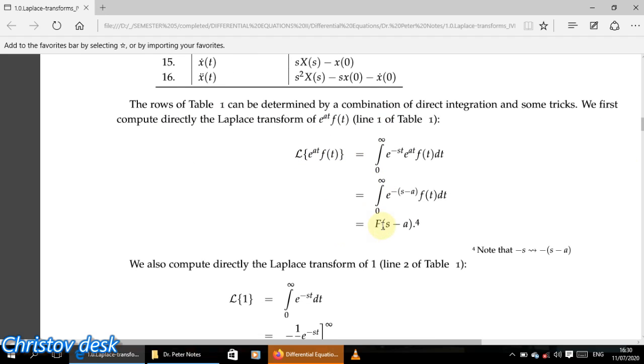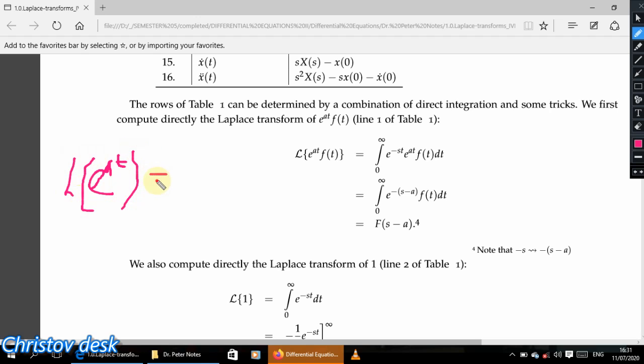What we are saying is that if you are taking the Laplace of a product, so if you have e to the at, we know its Laplace already, which is what we said is 1 divided by s minus a, isn't it? So s minus a.